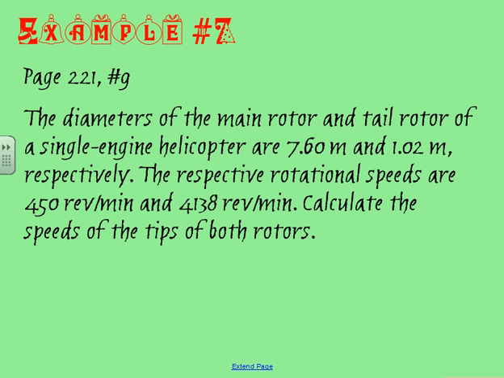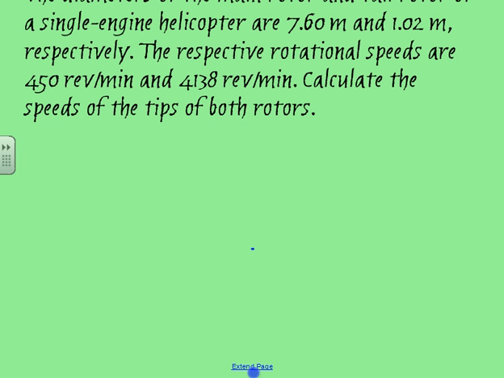In this problem, we're talking about the rotors on a single engine helicopter. We're given the diameters. There's two rotors. The main rotor has a diameter of 7.6 meters. The tail rotor has a diameter of 1.02 meters. We're also given the rotational speeds in revolutions per minute. This wants us to calculate the speed of the tips of both rotors. Anytime a problem does not specifically say angular in front of speed, it always wants the tangential speed. So the equation that we will be using here is Vt equals omega times r.